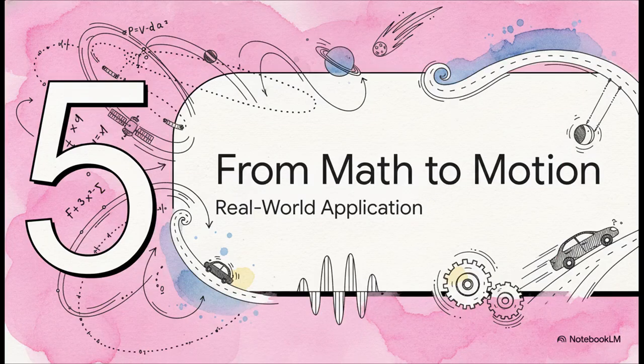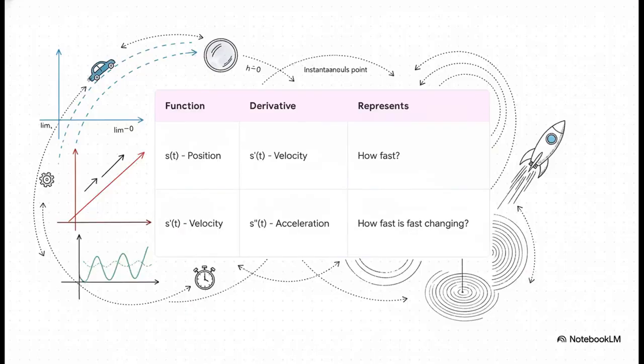So, why did we just spend all that time wrestling with that algebra? What's the big payoff? Well, it turns out that this abstract-looking formula is one of the most powerful tools we have for describing the world around us, especially when it comes to motion. Just check this out. If you have a function that tells you an object's position over time, its derivative, that's its instantaneous velocity. It literally answers the question, how fast is it going right now?